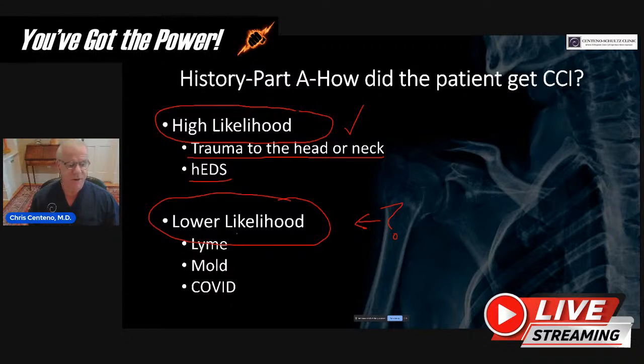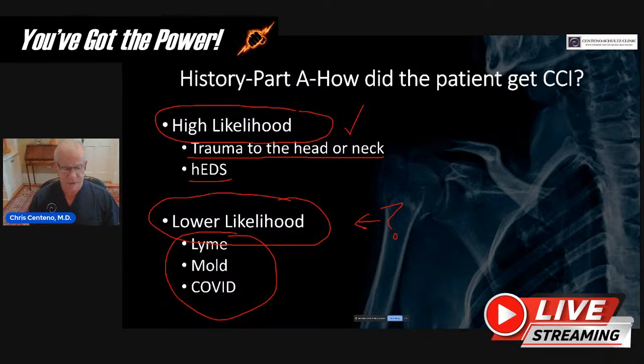Lower likelihood are going to be these things down here: Lyme, mold, COVID. Now, doesn't mean that Lyme might not cause something like this, but it does mean that we don't have nearly as much research. In fact, we've got none on that topic. Or mold or COVID. COVID, we've got even less, right? Because that's a relatively new phenomenon. And we're still trying to figure out which end is up on COVID-19 and long COVID as a diagnosis.